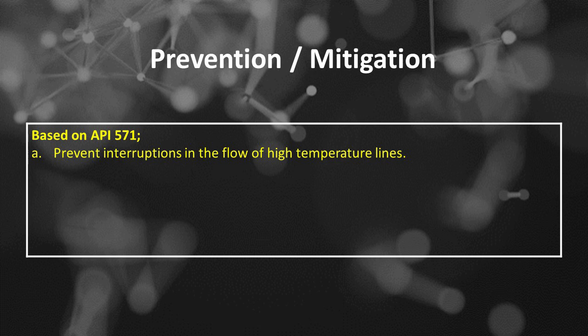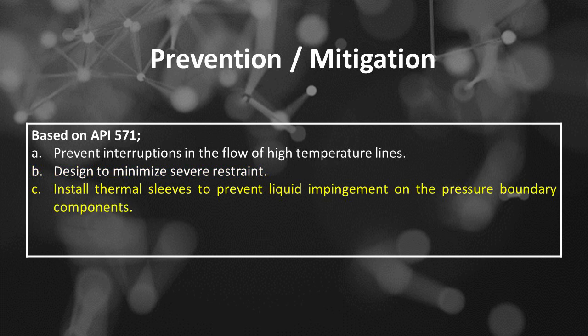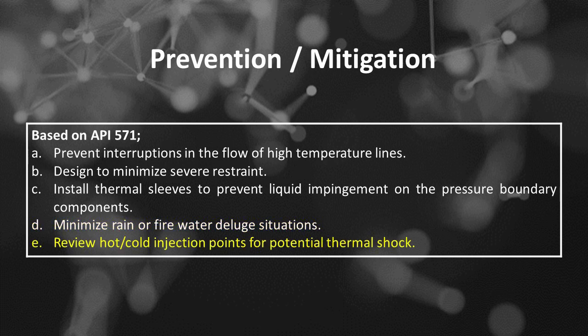Thermal shock cracking prevention and mitigation based on API 571. The first is prevent interruptions in the flow of high-temperature lines. The second is designed to minimize severe restraint. The third is install thermal sleeves to prevent liquid impingement on the pressure boundary components. The fourth is minimize rain or fire water deluge situations. The fifth is review hot/cold injection points for potential thermal shock.